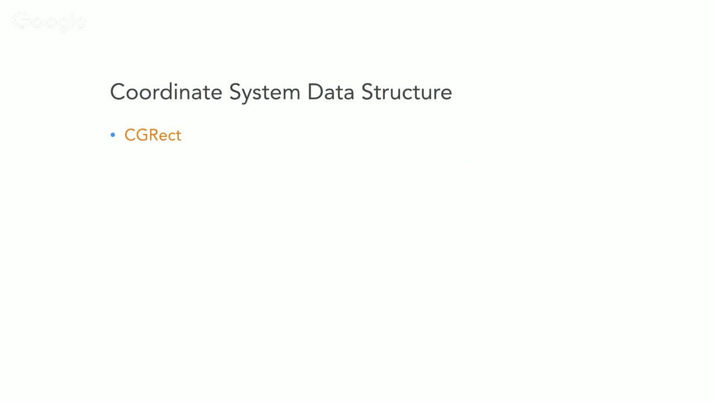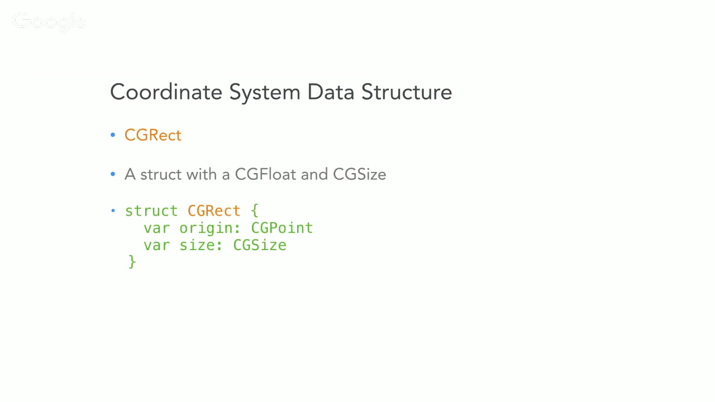All right. And the next one consists of a CGPoint and a CGSize. That is a CGRect. It represents a rectangle in the iOS system. It is a struct with a CGPoint and a CGSize. It has the origin, which is the CGPoint, and it has the size. The size is a CGSize. Okay, very, very simple stuff here.